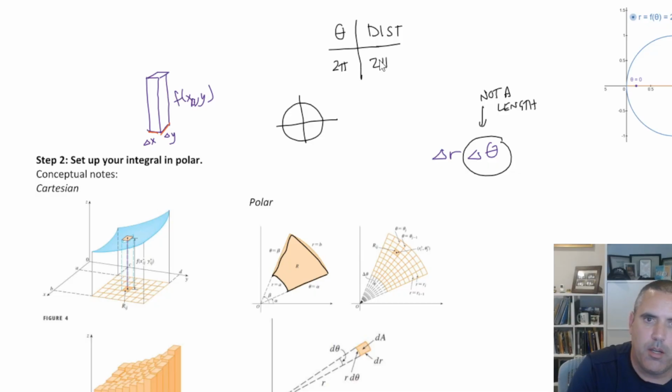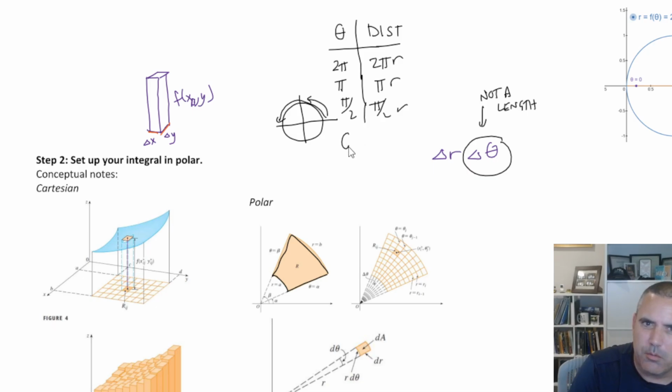So this is 2 pi times r. What if you only go halfway? Well, then the angle is pi, and the distance would be half of what that distance was. All right. What if you only go a quarter of the way? Well, then you get this, and it's a quarter.